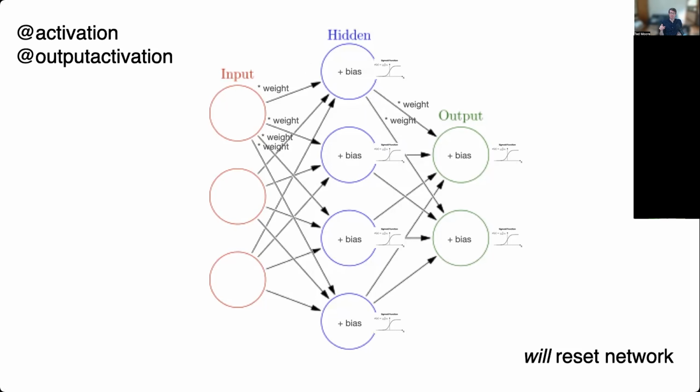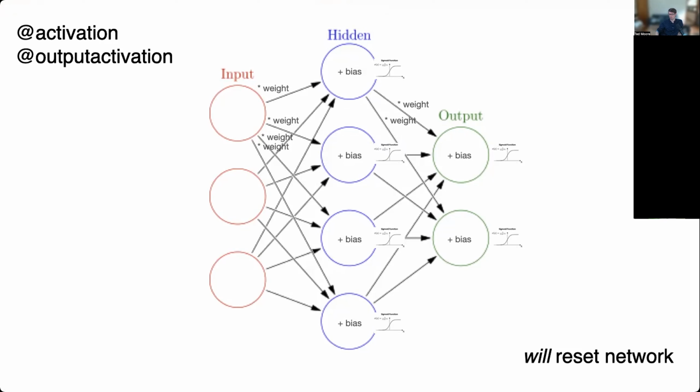We're able to specify a different kind of activation function for the hidden layers, and we can do that with the attribute called activation. And we can specify a different type of activation function for just the output layer, and we can do that using the attribute output activation. So we can control what kind of activation function we put at these points in the neural network.